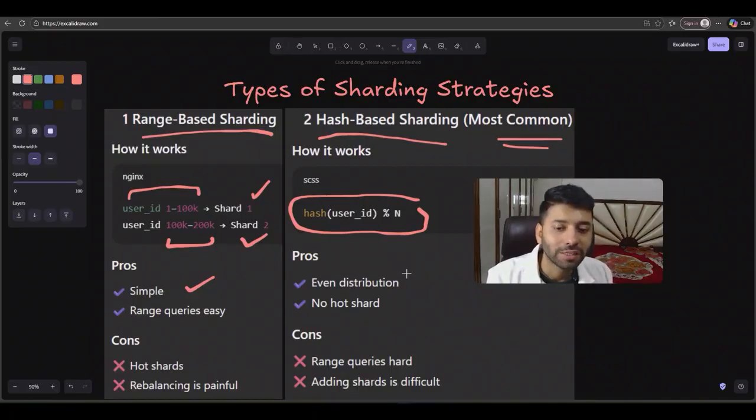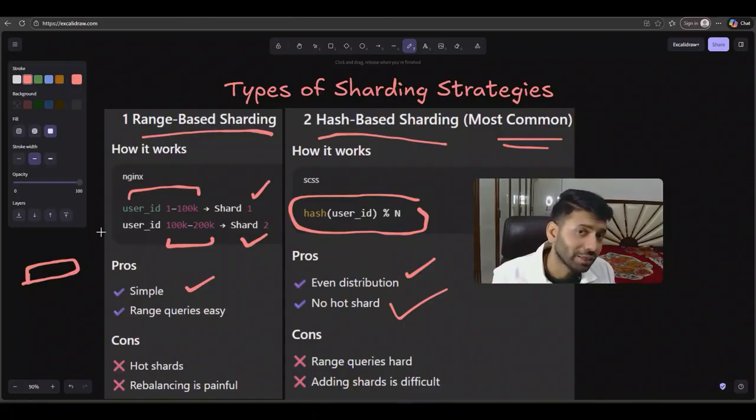The pro of that is we have an even distribution and no hot shards happening here. In the first case, a hot shard can appear. Say for example you made shard 1 for 1 to 100k user IDs, and user IDs were mostly lying in that range only. You would have a hot shard as shard 1 because in shard 2 nothing is coming. Whereas with hash based, it will evenly distribute among all the shards. So there would be no hot shards in this.